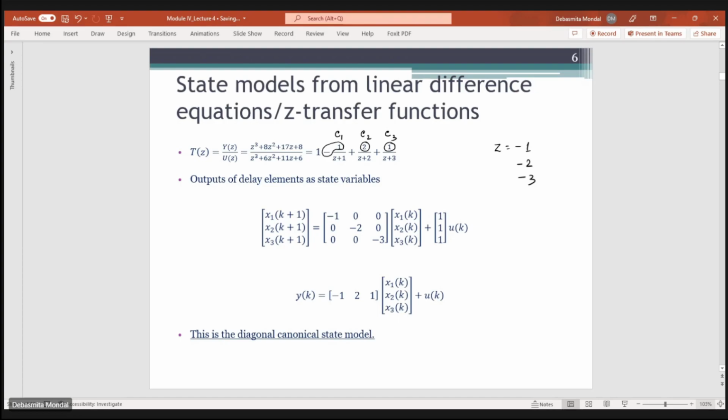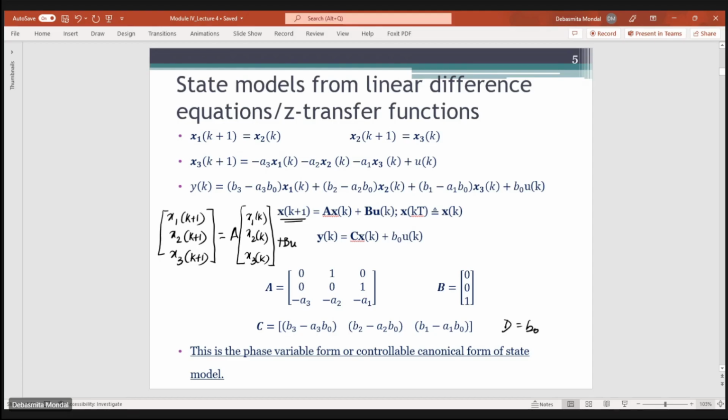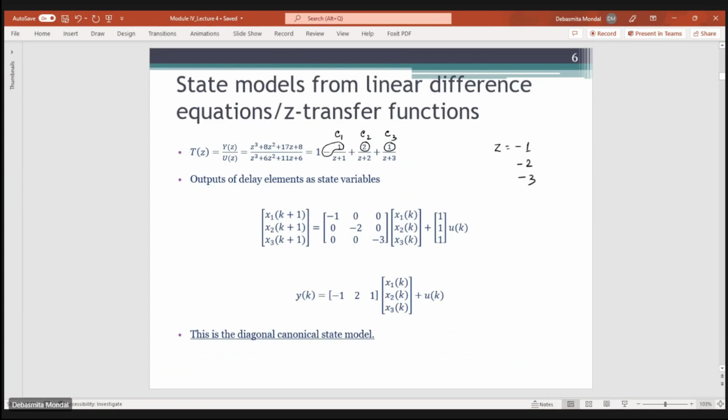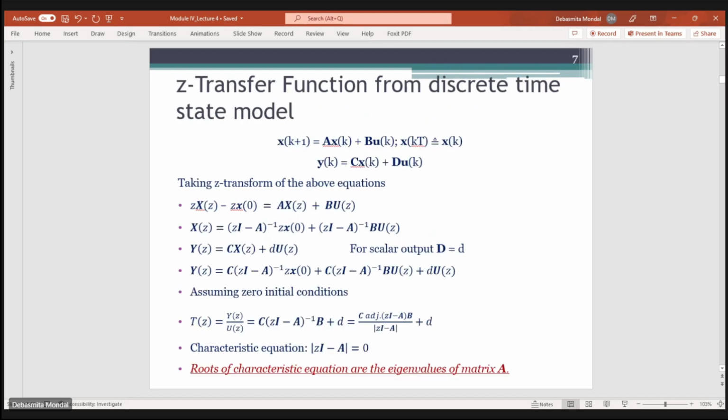So you see that for the same transfer function, you can express it in a diagonal canonical form. You can also express it in the previous form, which looks something like this, the phase variable or controllable canonical form. So depending on what your ultimate aim is and which kind of expression will be suitable for you, accordingly you have to represent the state equations. But in general, you will see that if you express your state equations in this diagonal canonical form, it becomes much easier for further analysis.